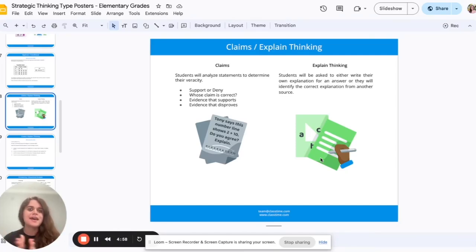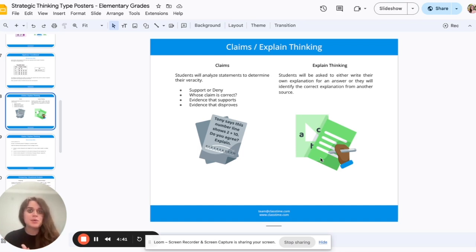Claims thinking demands that students either support or refute a claim in a written statement. The question might not explicitly say claim, but there's going to be something in there that demands them to either analyze a claim or decide whether or not they support the claim or refute it.